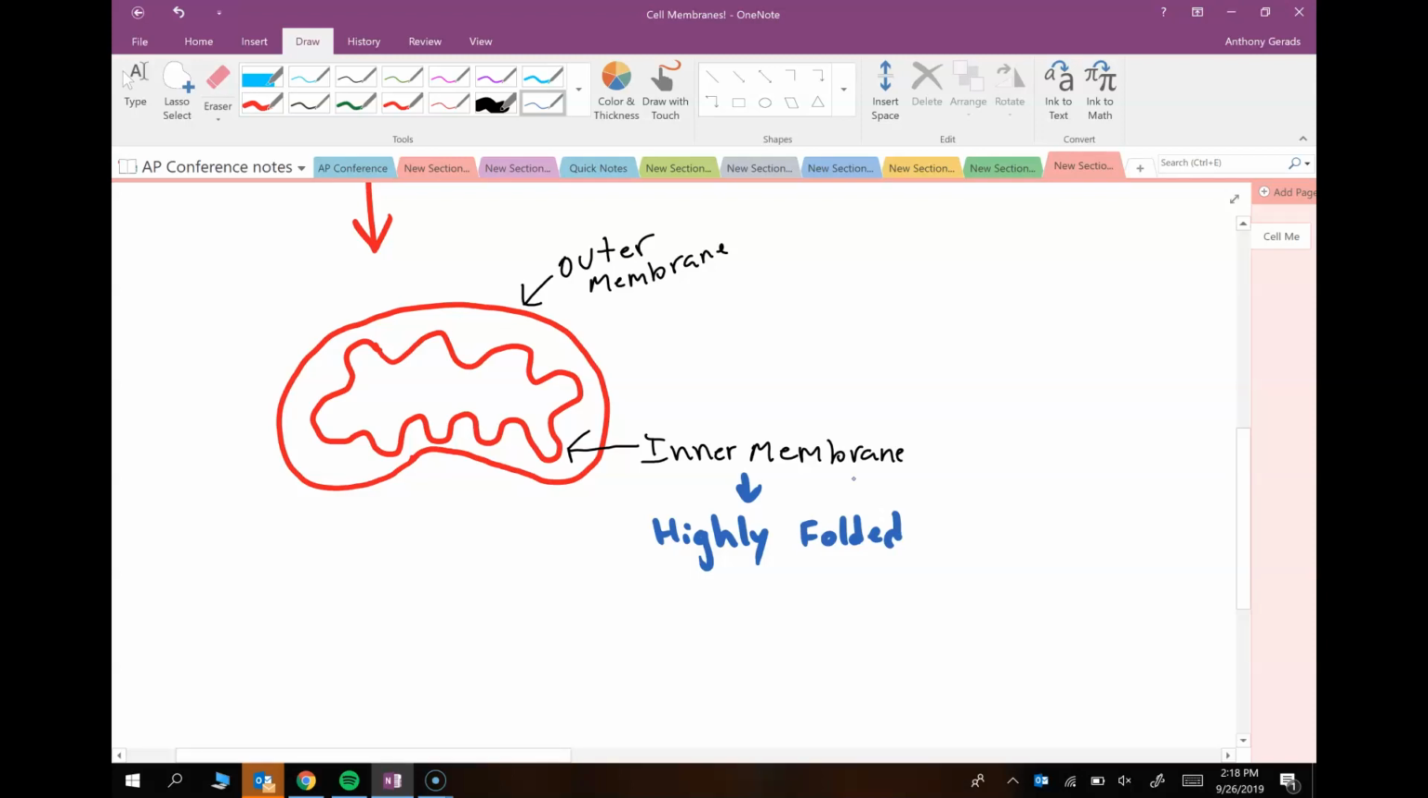Talk with your partner or a group or yourself if you hate your partners. Why do you think the mitochondria has evolved to have a highly folded inner membrane if that's the location where ATP is made? Over millions and billions of years, why do you think this mitochondria has evolved to have a very highly folded inner membrane? Why do you think that's advantageous to making ATP?